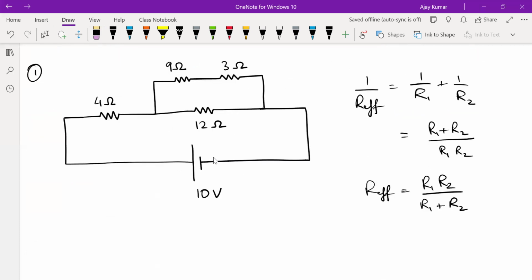Okay. So you're given a circuit here, a simple one only. Find out the voltage across each of the given resistors.